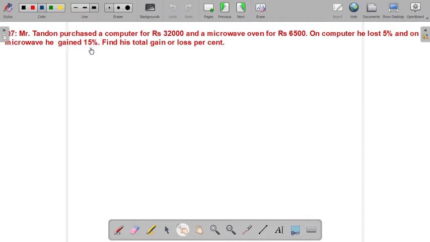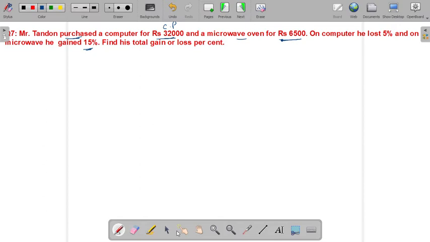Question 7 is, Mr. Tandon purchased a computer for rupees 32,000. So, purchased is written, so it means it is cost price. And a microwave oven for rupees 6,500. So, this is also cost price. On computer, he lost 5% and on microwave, he gained 15%. Find his total gain or loss percent.